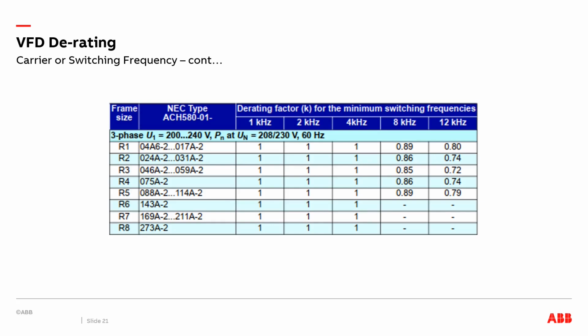So when we look here, our next example is that we're going to take a drive that's normally rated at 4 kilohertz and change that switching frequency to 8 kilohertz.